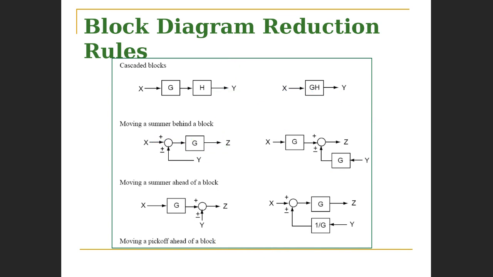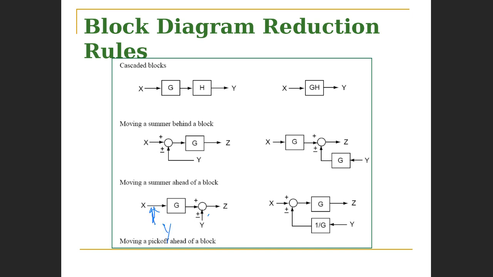Now let's move on to the third reduction rule. And this time, we're moving the summing node from the output of the block to the input. All right, so we're moving the summing node from the output to the input. And guess what? We see a reciprocal action taking place here. So y is now placed behind, or should I say before the block. So it's now placed here.